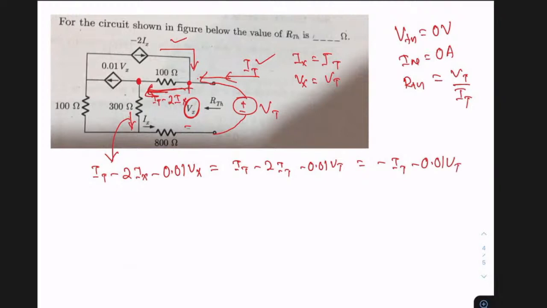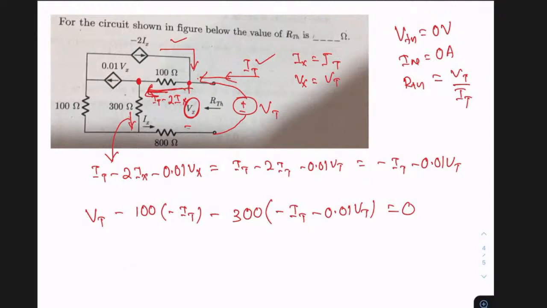This is this current. So if I write the KVL equation now, VT minus 100 into the corresponding current, IT minus 2IX, IT minus 2IT, which is minus IT. So VT minus 100 into this particular current, which is minus IT. Then minus 300 into the corresponding current, which is minus IT minus 0.01 VT, equals 0.